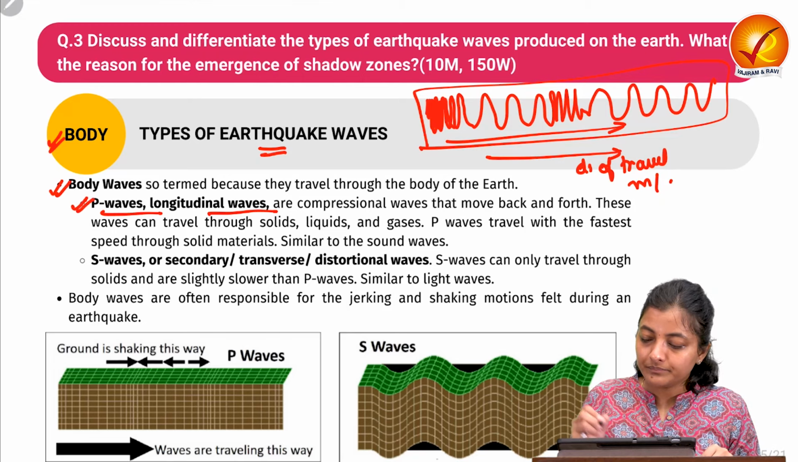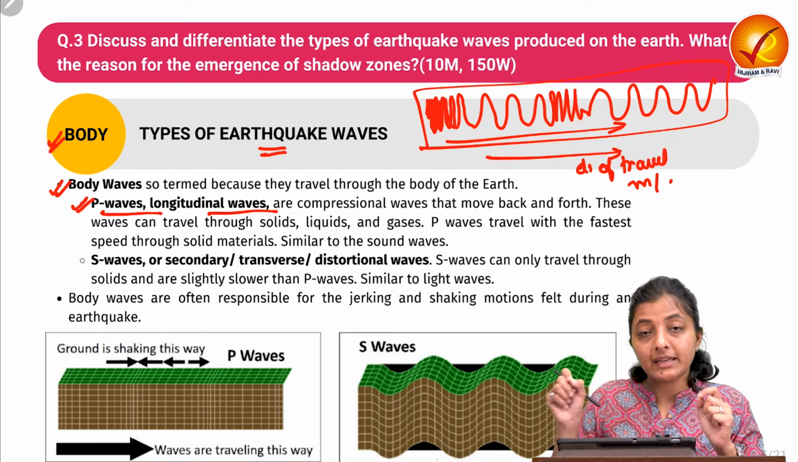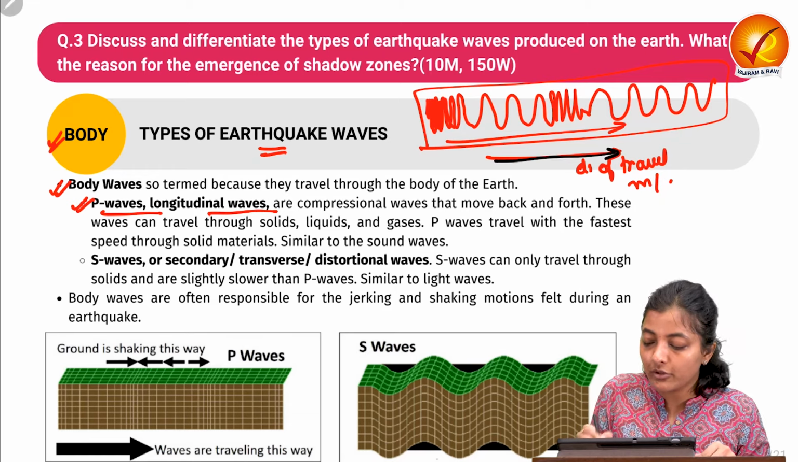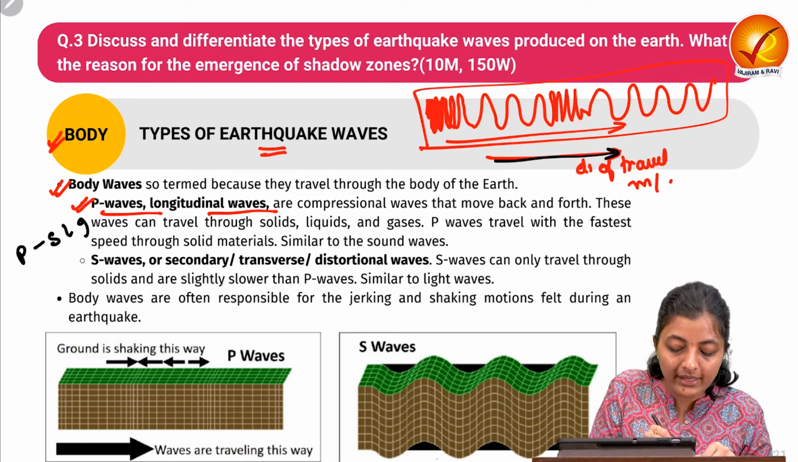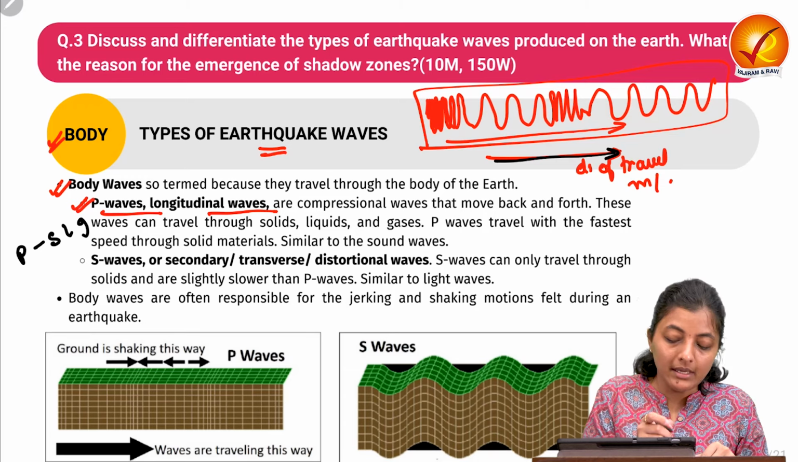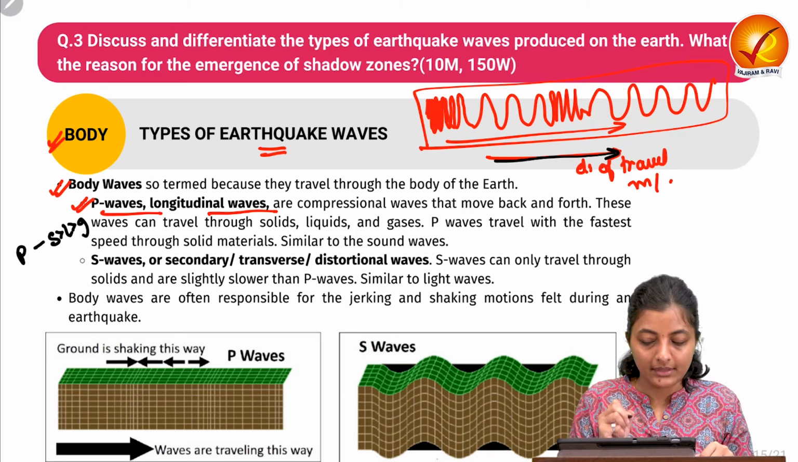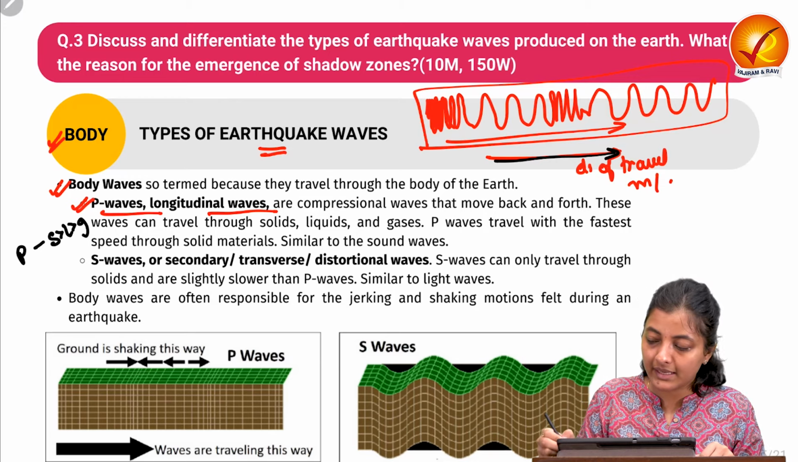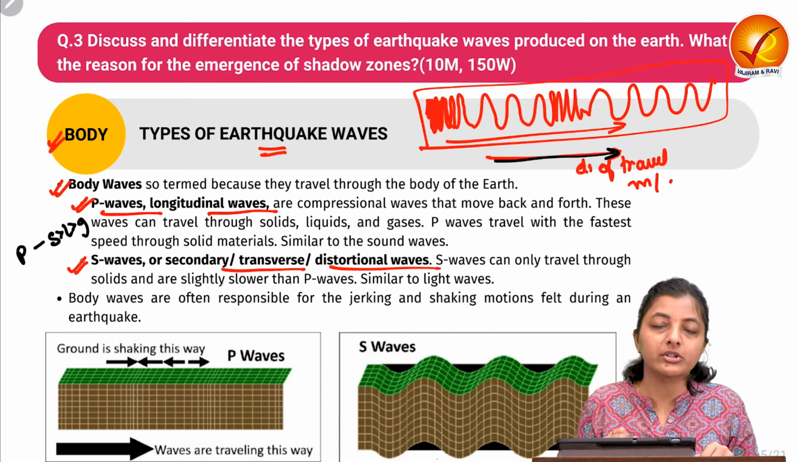So in a P wave, the vibration of the particle is in the direction of the movement of the wave. P waves travel through solid, liquid and gas, but the speed is maximum in the solid, then liquid, then gas. Next are the secondary waves, or S waves, also called transverse waves and distortional waves.